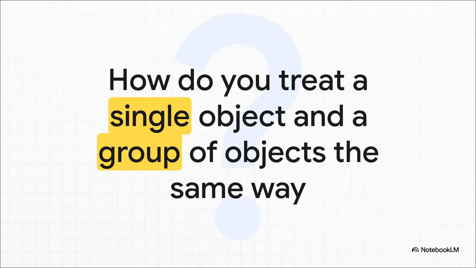Let's take another common headache. Say you're building a graphics editor. You've got your basic objects, right? A single line, a text box. But then you also have complex objects, like a picture that's actually made up of a whole bunch of lines and text boxes.